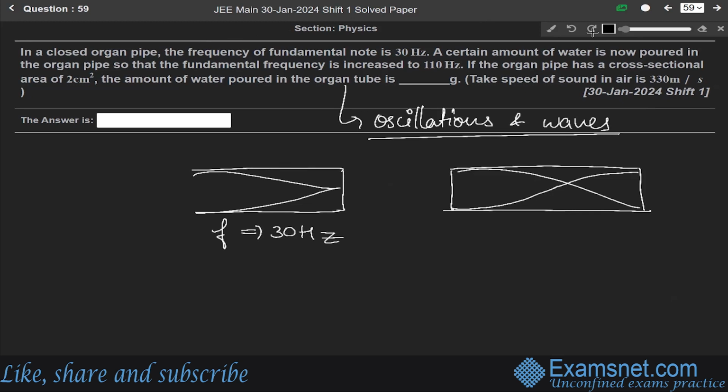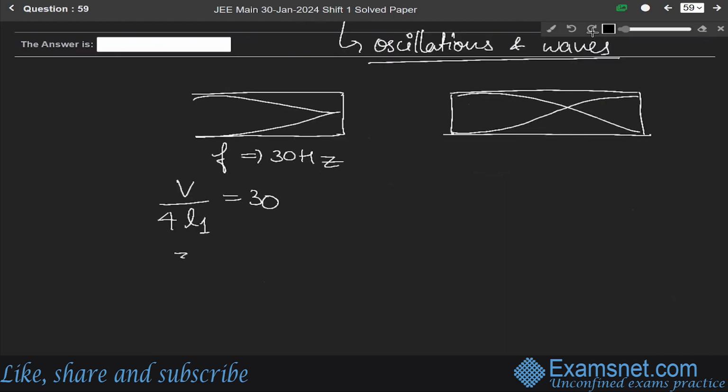Okay. So, its formula is V over 4L. So, at first we write the frequency for L1 equals 30 Hertz, and V is given as 330 meter per second. So 330 over 4 L1 equals 30 Hertz. So L1 will be equal to 11 by 4 meter.